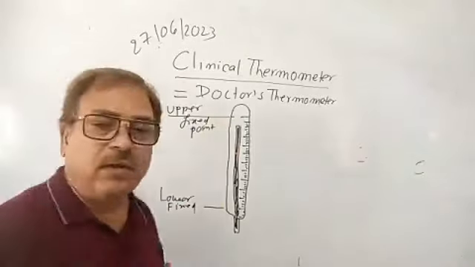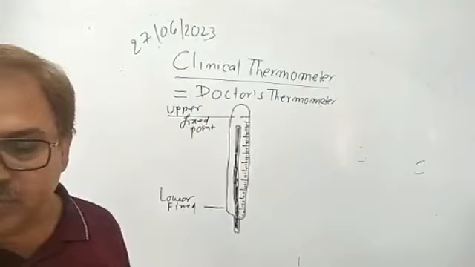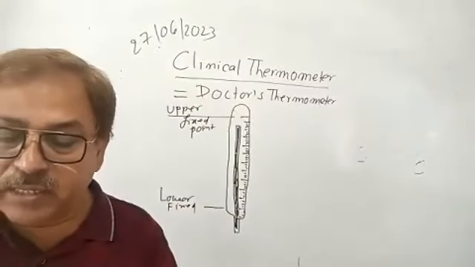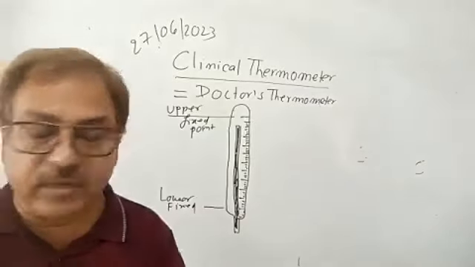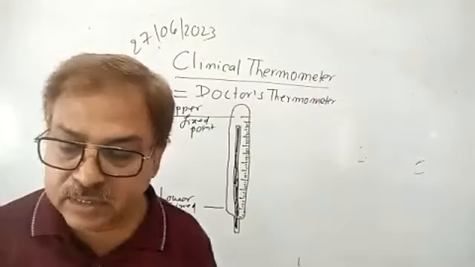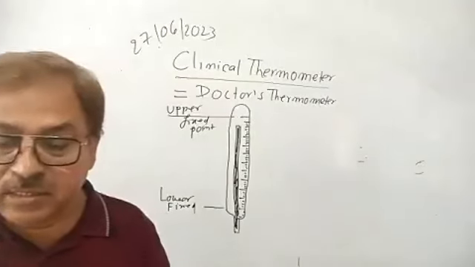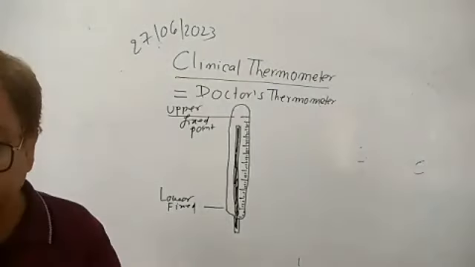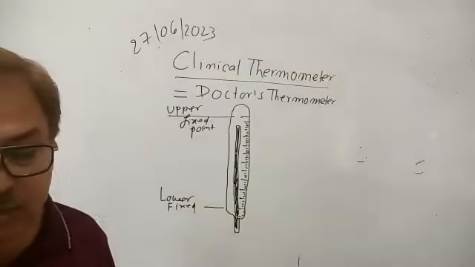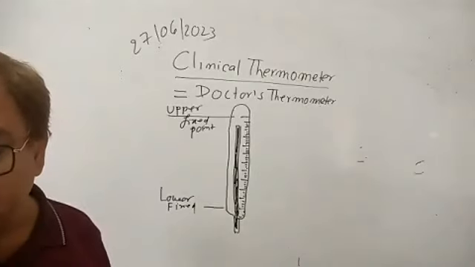And between the lower and upper fixed points, there is a number of equal divisions provided. Now, you think that a clinical thermometer is an ordinary mercury-in-glass thermometer. A clinical thermometer is calibrated between 35 to 42 degrees Celsius only, because that is the range over which the temperature of the body can vary.